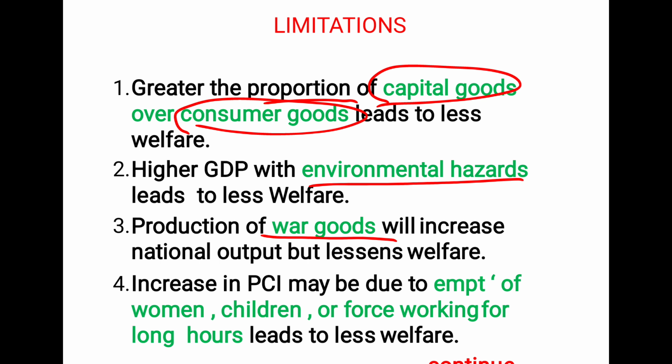The fourth one says per capita income may sometimes increase, but women and children working for long hours lead to less welfare. There are children and women who really work for very long hours, and there is no welfare at all.